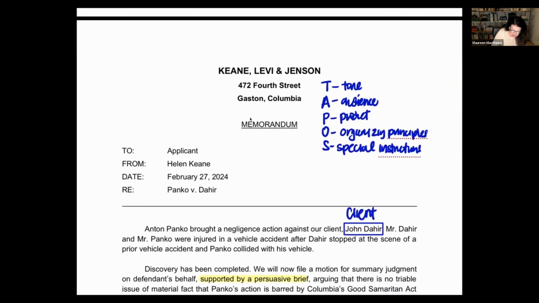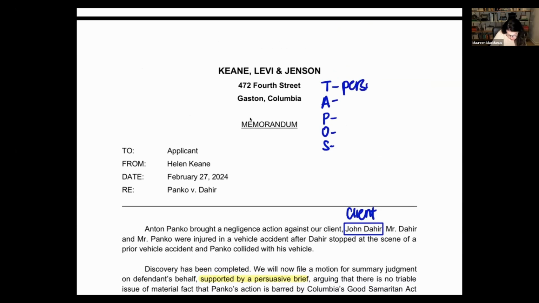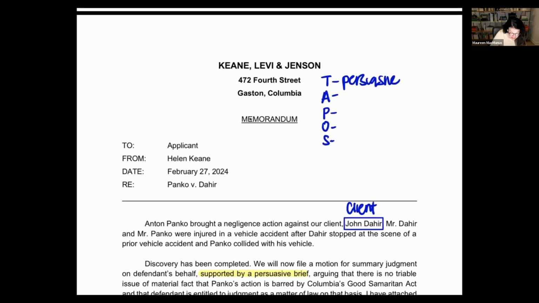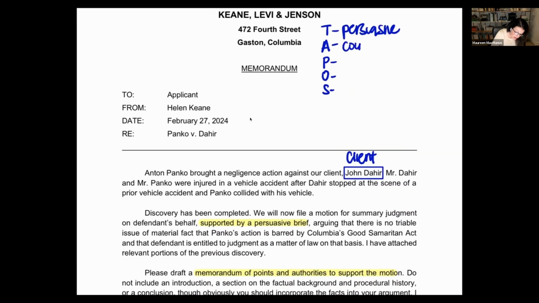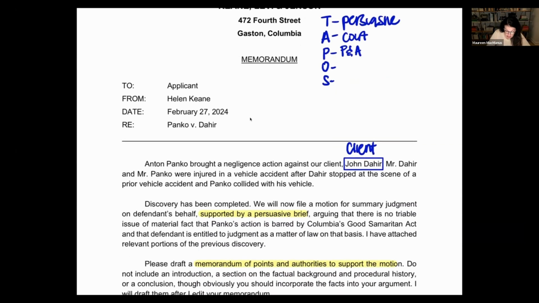So let's go back to this. Tone, this is persuasive. Audience is we're writing to the court. Product is P&As, so memorandum of points and authorities, which is basically like a brief, if you want to think about it that way. Organization, they don't tell us the issues yet. They don't tell us the issues, so I've got to figure that out.